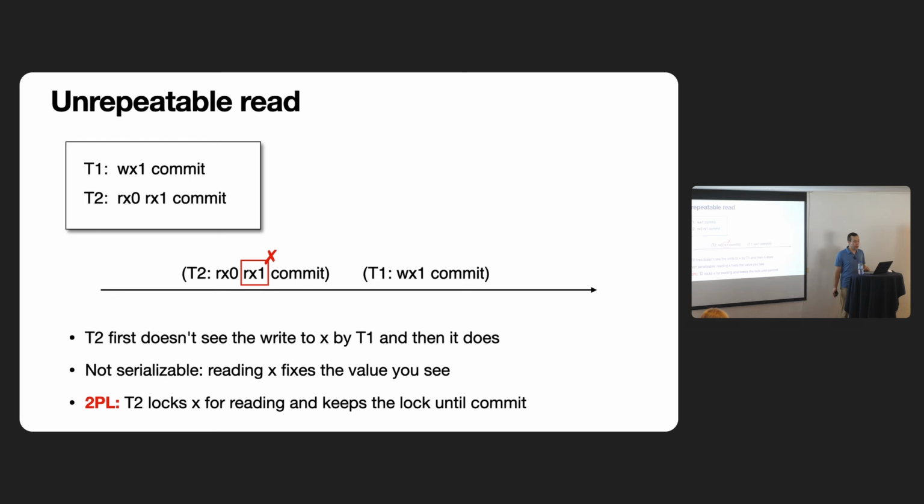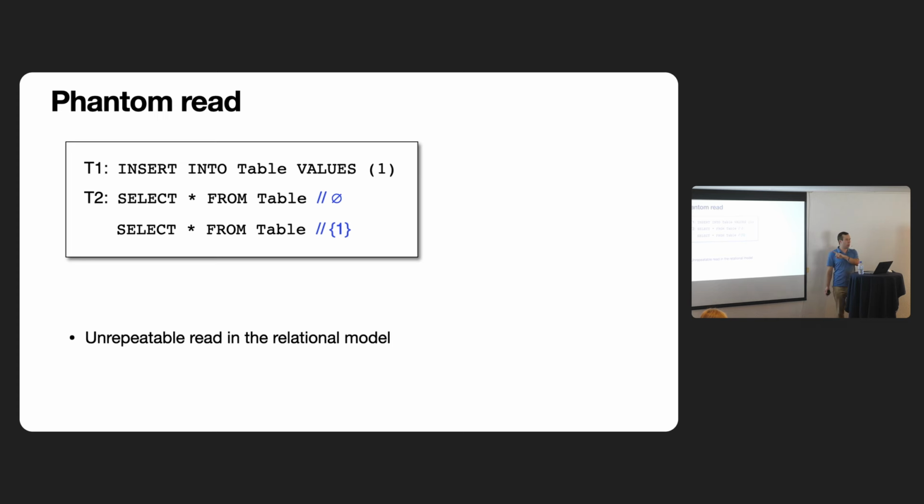Okay, then let me write the next example. This one uses SQL. It's called phantom read, again the canonical name. It's essentially unrepeatable read in the relational model. What happens here is T1, instead of writing something into some object or row, inserts a new row into some table with some value, say 1. And then T2 does two selects from this table. It says, list me all the records in this table.